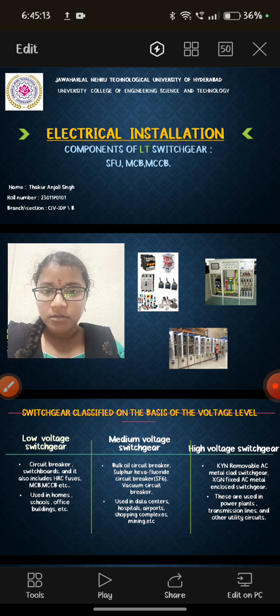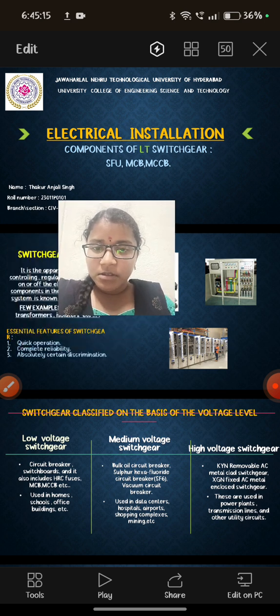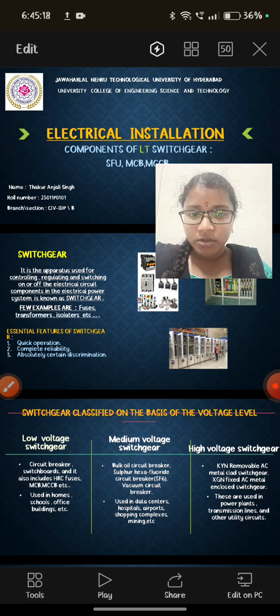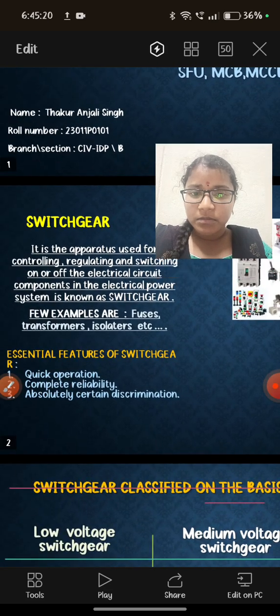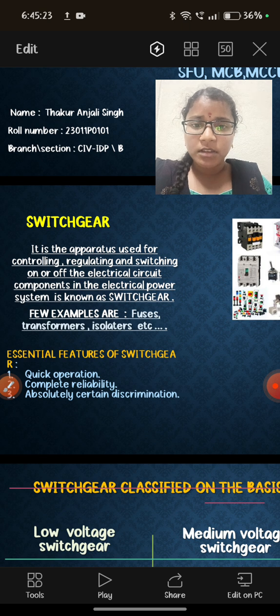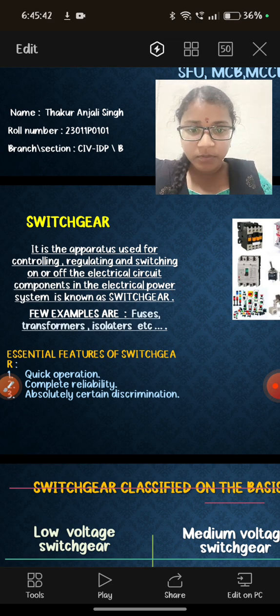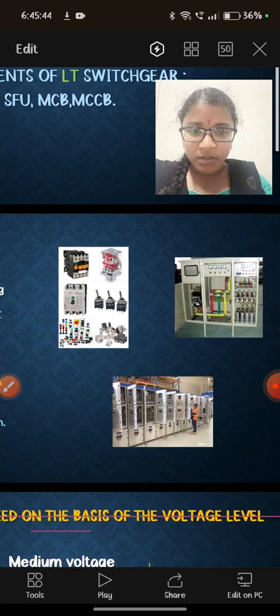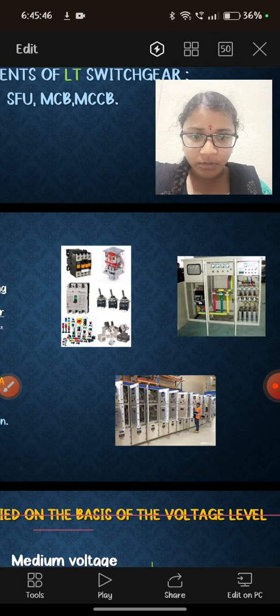First of all, what is switchgear? Now let's see the definition of the switchgear. Switchgear, switch and gear, is an apparatus used for controlling, regulating, and switching on and off the electrical circuits. Components in the electrical power system are known as switchgear. For example, fuses, transformer, isolator, and even the switchboard is also a kind of switchgear which we use in a household, etc. Here you can see images, a few examples of the switchgears.